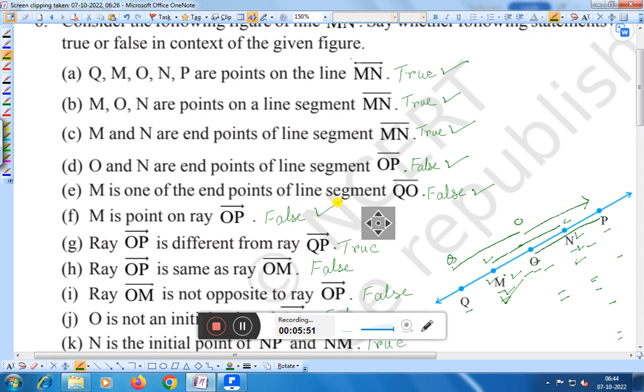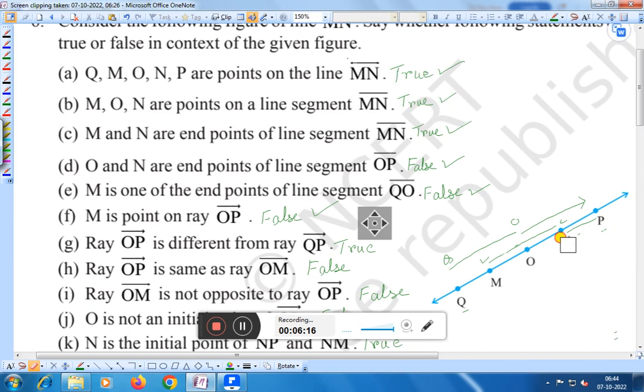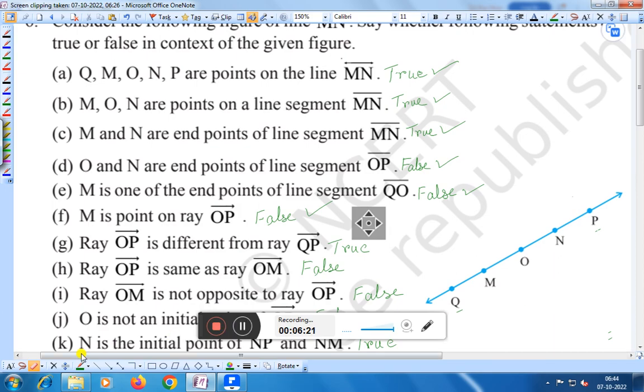Now G, ray OP is different from ray QP. Where is ray OP? This one. Let us first rub the previous one, then we can explain it clearly, right? Now you see, we'll rub these points, right? Now we will again explain the same, right?